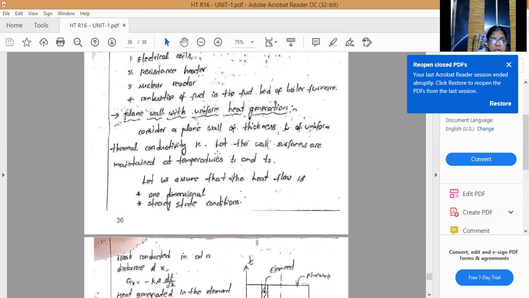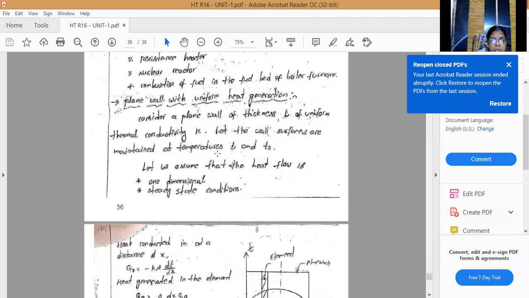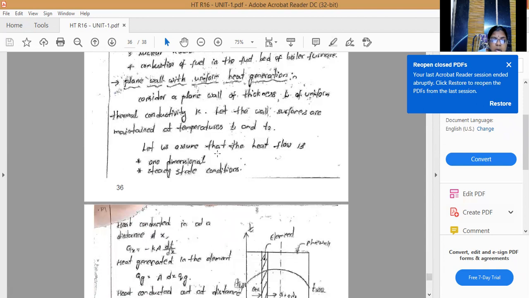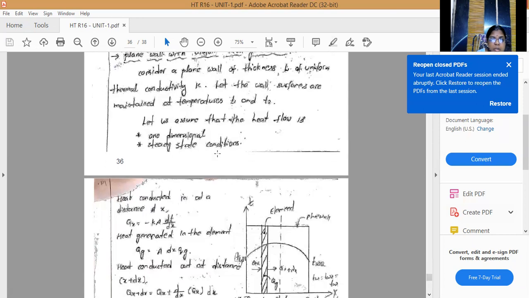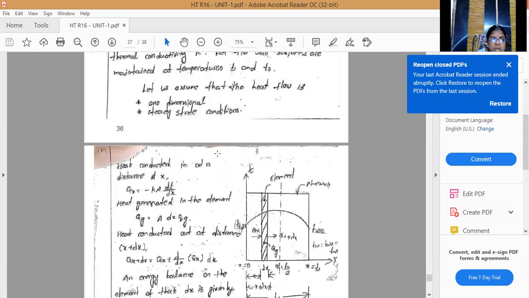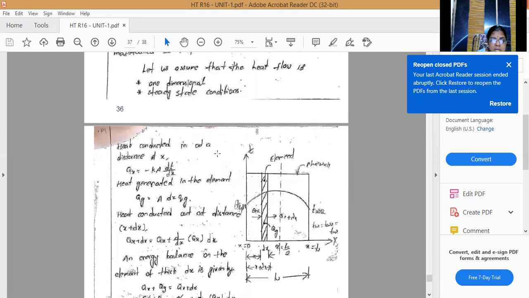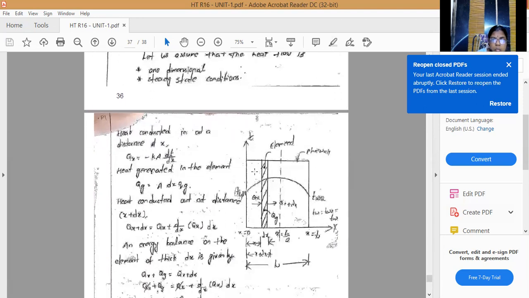Now we are going to see the plane wall with uniform heat generation. So what does that mean? Consider a plane wall of thickness L and uniform thermal conductivity K, with the wall surfaces maintained at temperatures T1 and T2. It is assumed that the heat flow is one-dimensional under steady state conditions. So this is the plane wall. This is one surface and this is the second surface, and these two surfaces are maintained at the same temperature, for example 50 degrees centigrade here and 50 degrees centigrade here.